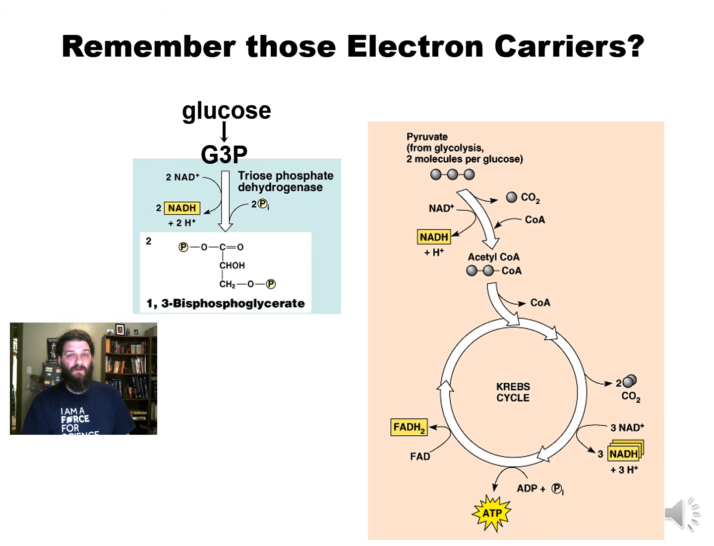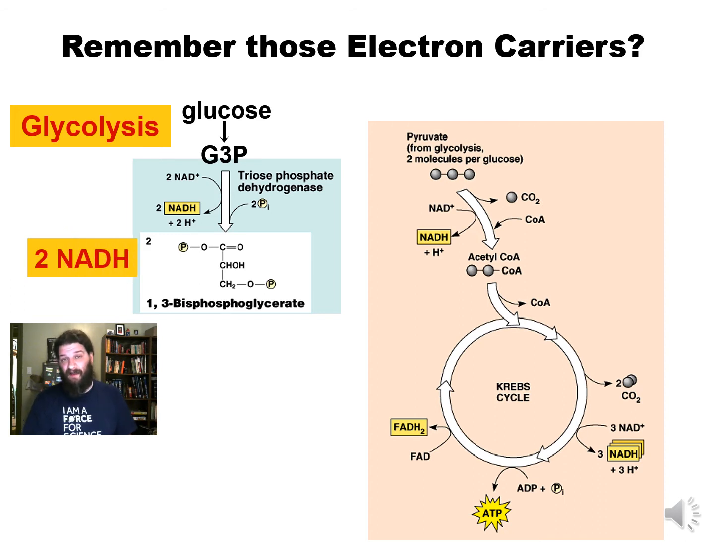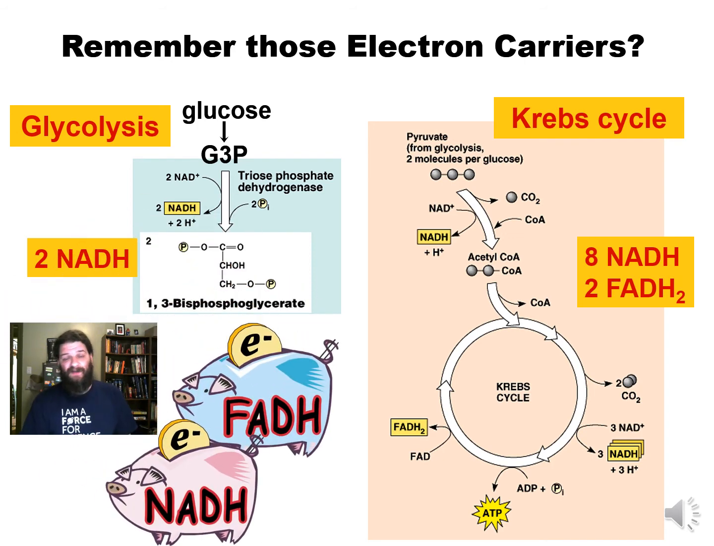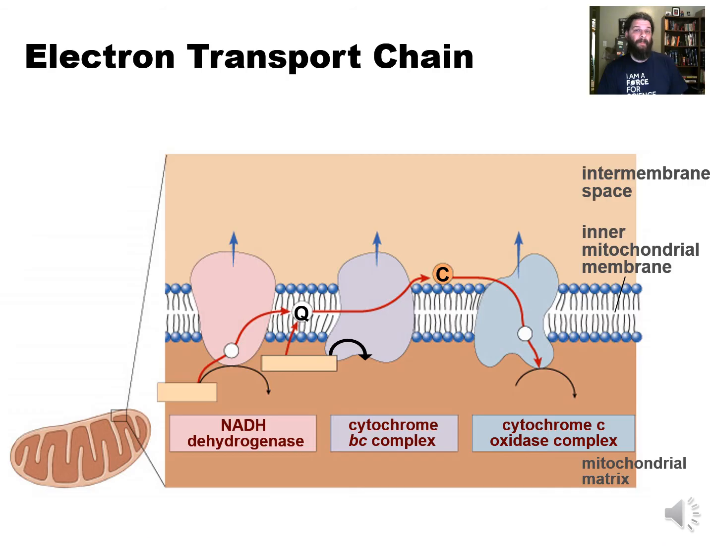Throughout the previous 2 videos, we've been talking a lot about the electron carriers, from glycolysis making the 2 NADH molecules, and the Krebs cycle making the 8 NADH and 2 FADH2 molecules. And we always referred to those as electrons or energy in the bank. And well, now is where we're going to actually get at and spend the money in the bank.